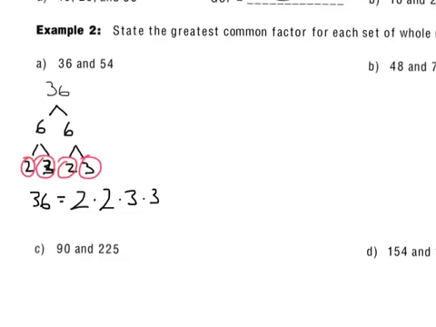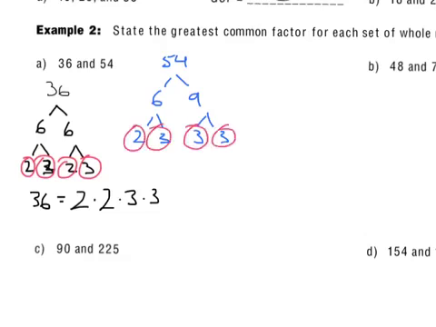Okay, 54, let me do that one in blue. 54, I'll do it up here. It factors into 6 and 9. The 6 is, again, 2 times 3, and the 9 factors into 3 times 3. And I will circle all of those as they are prime numbers. Once I get those numbers, I will list them underneath over here. So 54 equals 2 times 3 times 3 times 3.